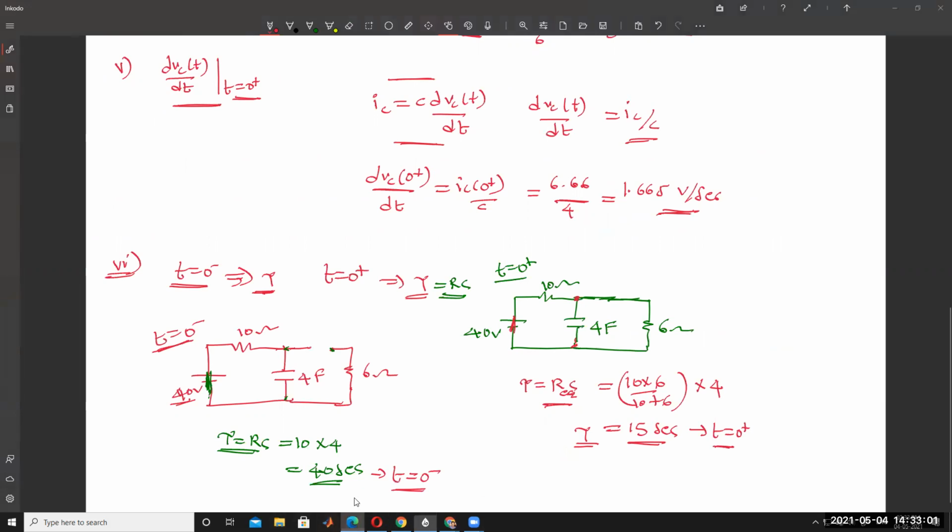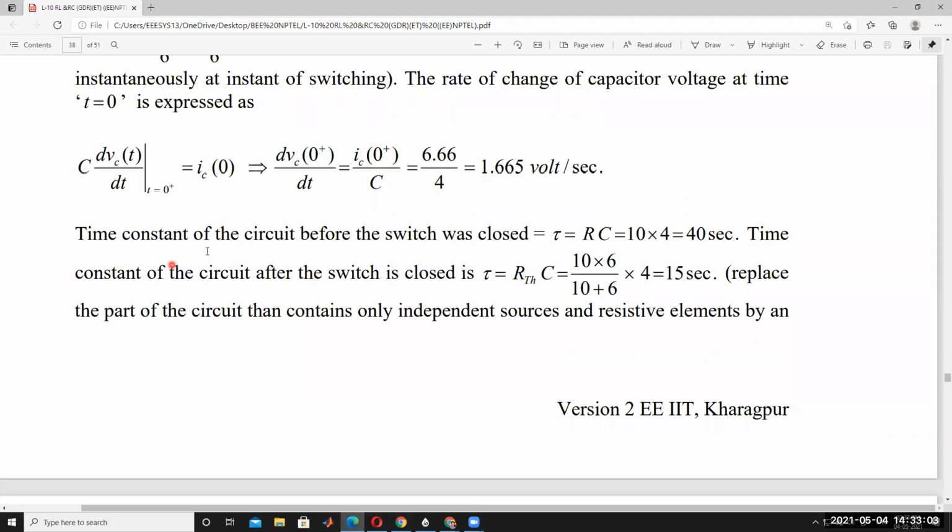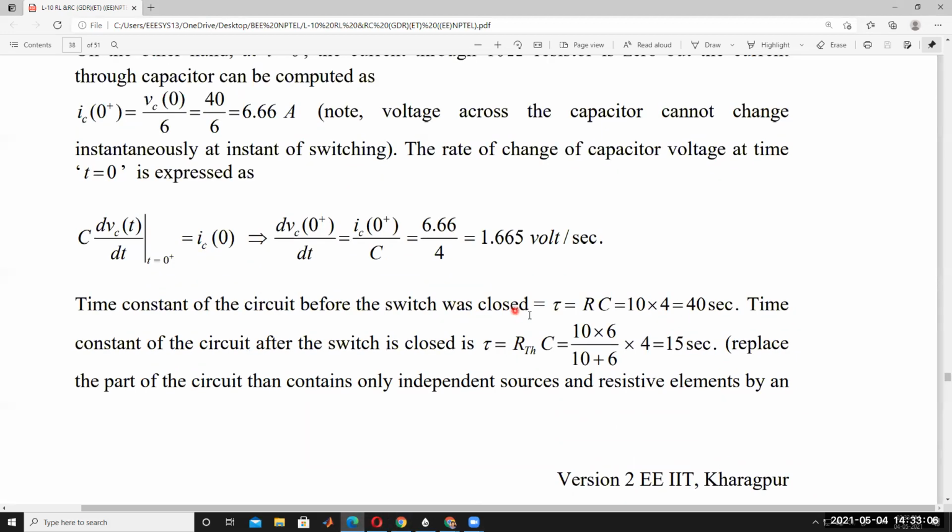Am I right? And then try to consider here. The time constant before the switch is closed is tau is equal to R into C, that is 10 into 4 is equal to 40 seconds. Time constant of the circuit after the switch is closed is tau is equal to RTH into C. So we will get like this.